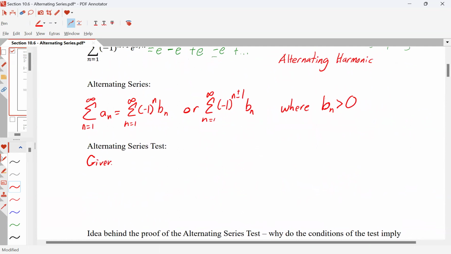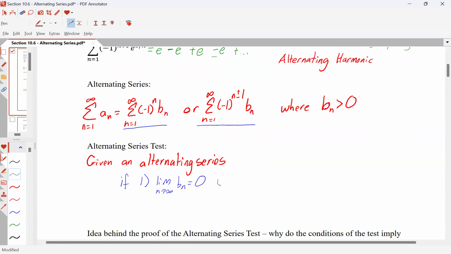given an alternating series as above. So a series that has some sequence b sub n times -1 to the n. We have two properties to check. First, if the limit as n goes to infinity of b sub n equals 0. So look at the limit of the sequence, make sure that is 0.